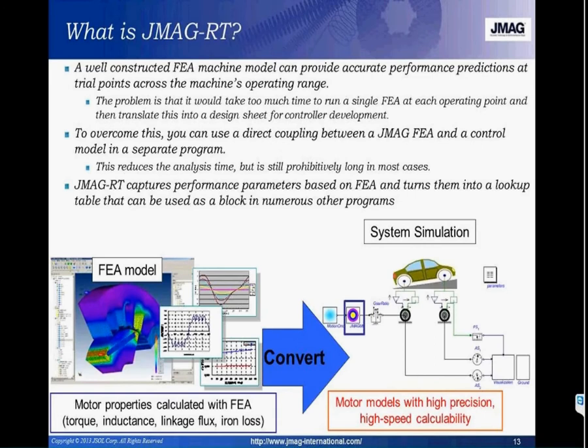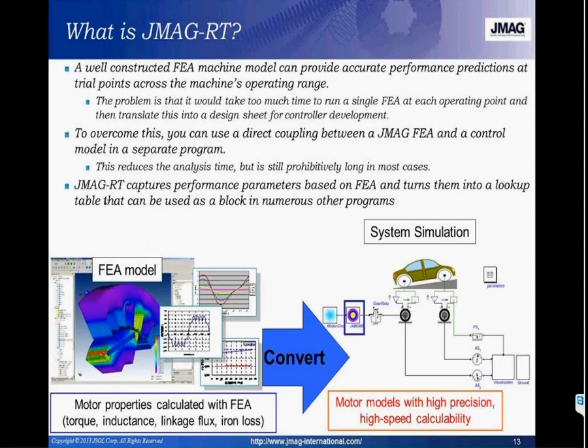Well, a well-constructed FEA machine model can provide accurate performance predictions at the trial points across the machine's operating range. The problem is that it would take too much time to do a single FEA run at each operating point and then translate that data into a design sheet for the controller development team. To overcome this, you can do a direct coupling between JMAG FEA and a control model in a separate program. This will reduce the analysis time, but it's still prohibitively long in most cases.